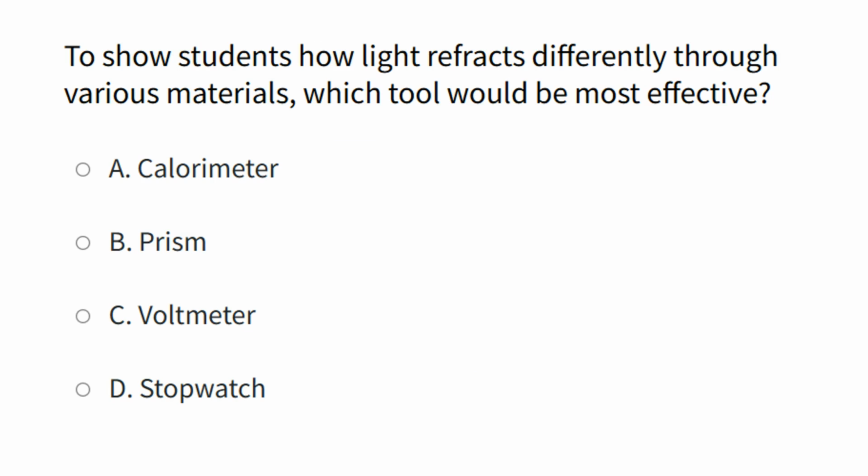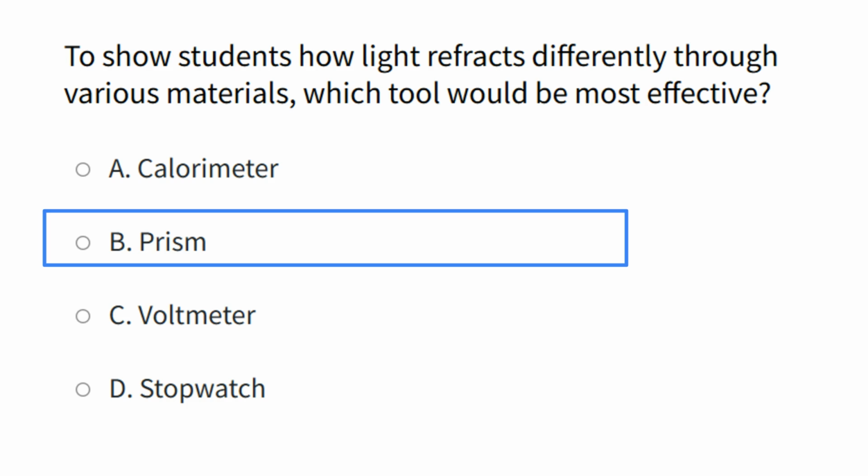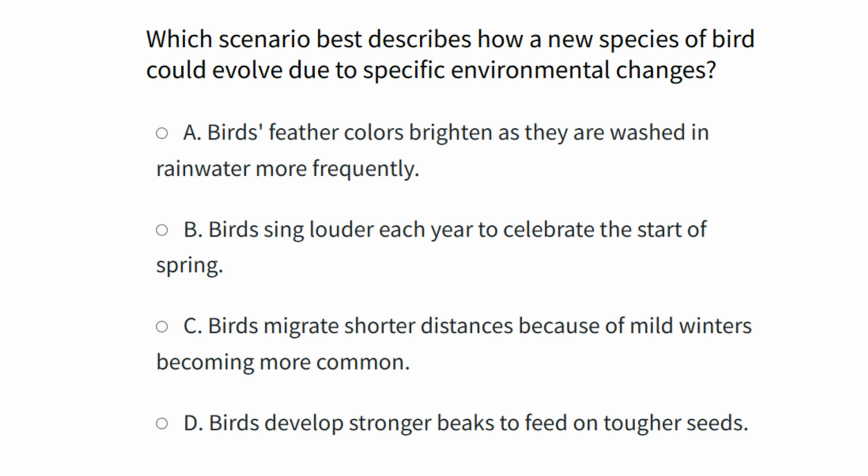Question 3. To show students how light refracts differently through various materials, which tool would be most effective? A. Calorimeter. B. Prism. C. Voltmeter. D. Stopwatch. The correct answer is B. Prism.